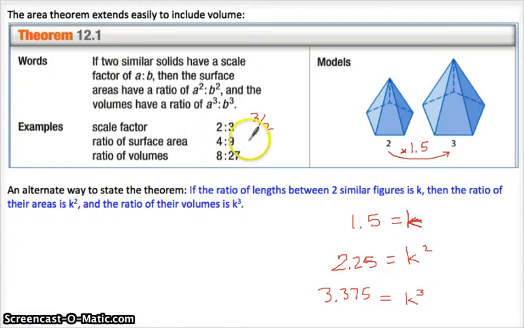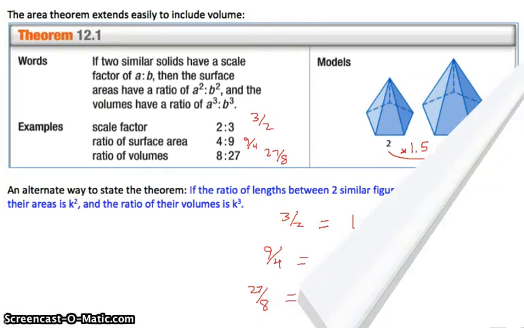3.375. If I took all these fractions, 9 over 4 and 27 over 8, and made those into decimals, these would be the decimals. This ratio is 3 to 2. This ratio is 9 to 4. This ratio is 27 to 8. And that's how they compare. So this volume is 9/4 times bigger than this volume. Oh, I'm sorry, I messed that up. I'm glad I caught it before I let you go on believing that. The lateral area of this is 9/4 times bigger than the lateral area of this. And the volume of this is 27/8 times bigger than the volume of this.